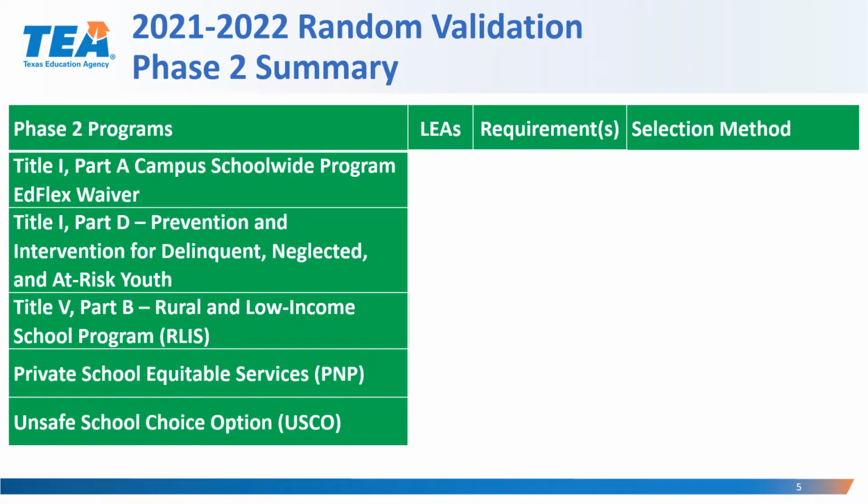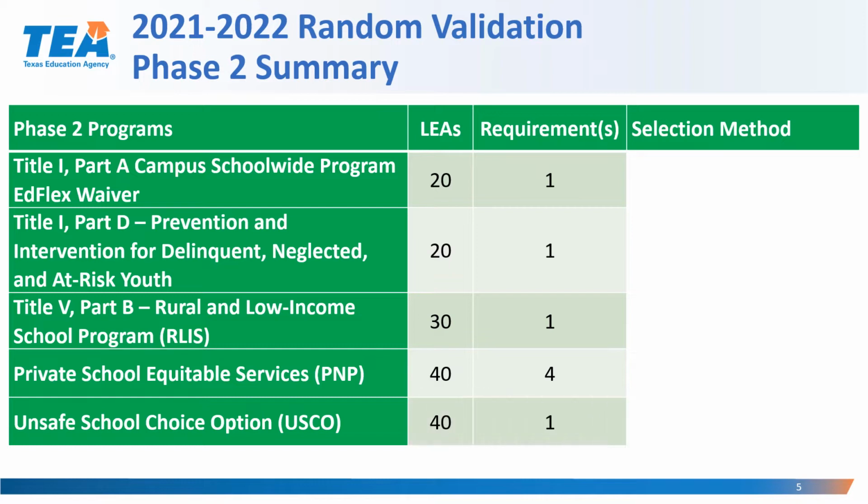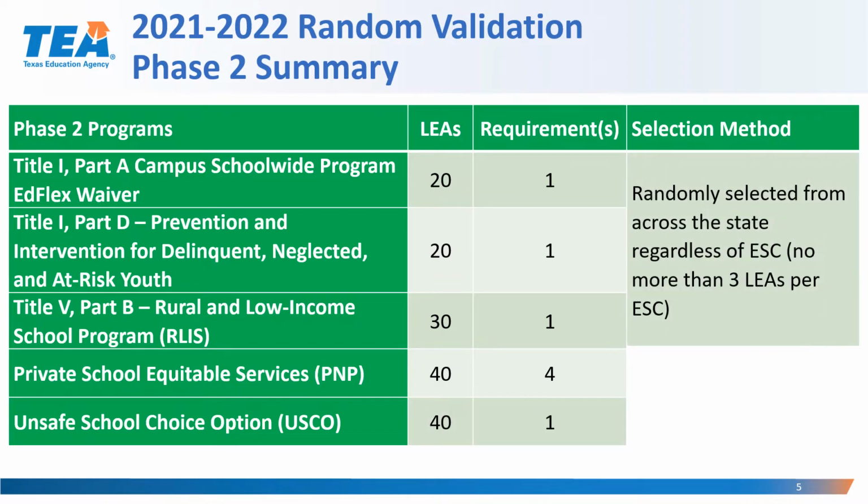In summary, for the Title I Part A Campus School-Wide Program EdFlex Waiver, we will be selecting 20 LEAs with 1 requirement. Title I Part D, 20 LEAs with 1 requirement. Title V Part B, 30 LEAs with 1 requirement. Private School Equitable Services, 40 LEAs with 4 requirements. And Unsafe School Choice Option, 40 LEAs with 1 requirement.